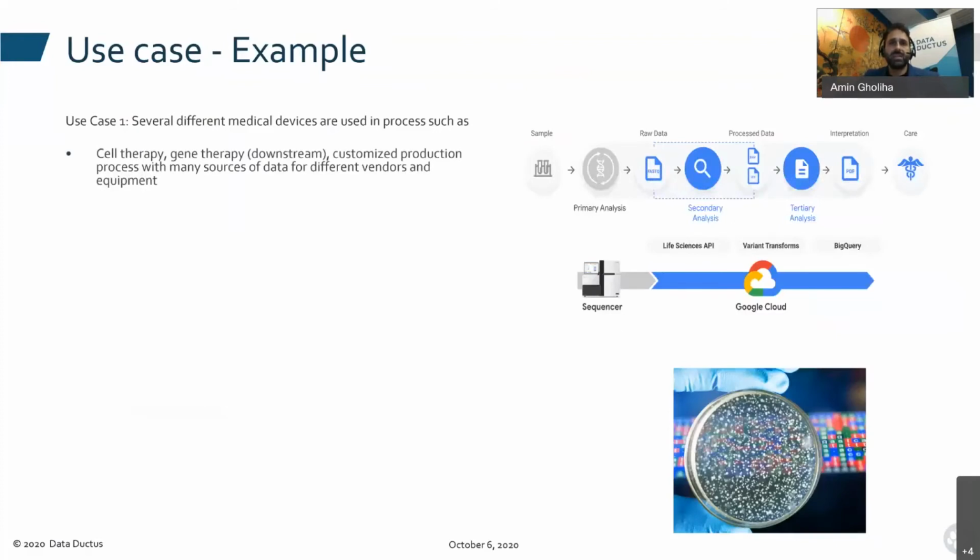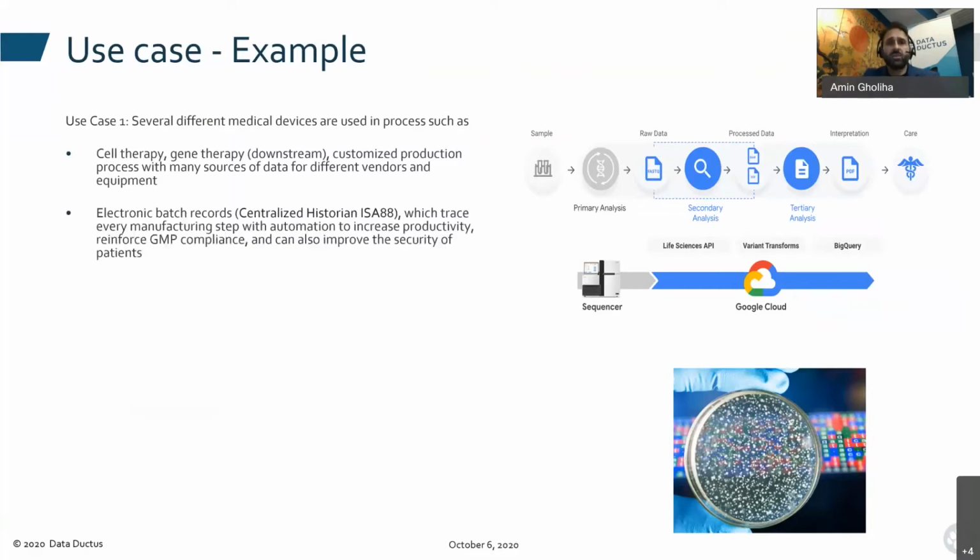One of them is basically cell therapy or gene therapy downstream, and many times it is a customized production process with small labs that need to be working, and you have many equipment that generate data for different vendors and equipments, and all of this data needs to be gathered and analyzed and collected, and it's very important that you do it in a uniform way, that this is going to be done in a proper way, basically. So that is one thing.